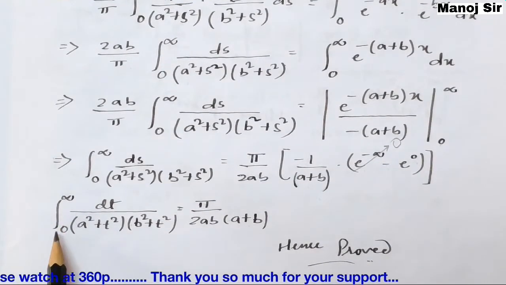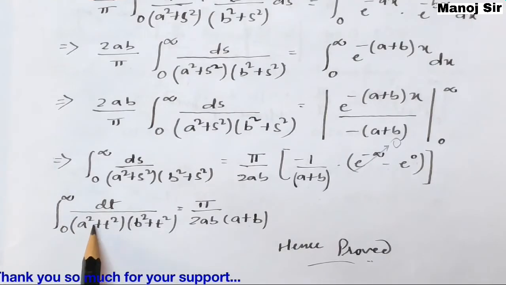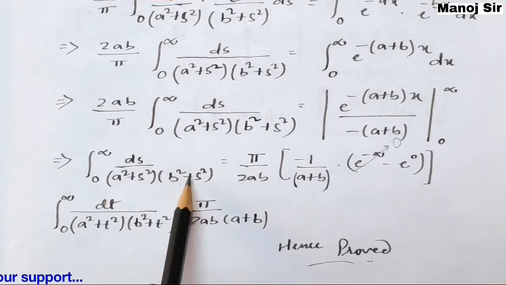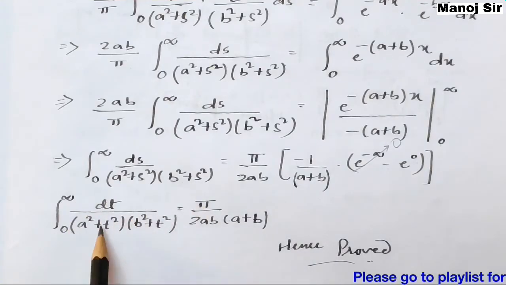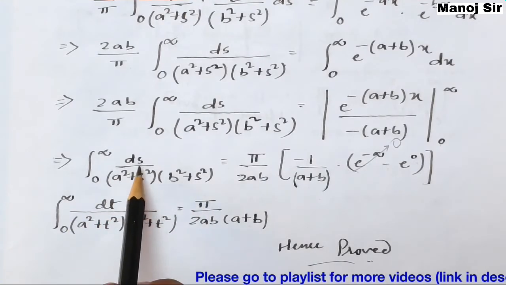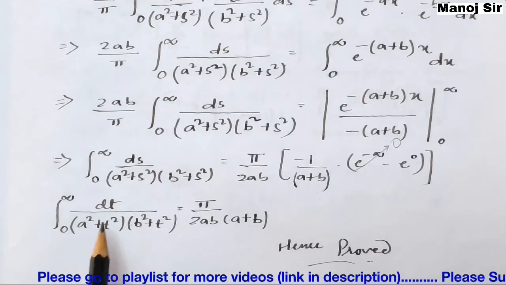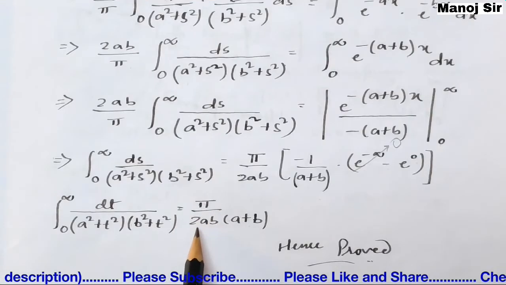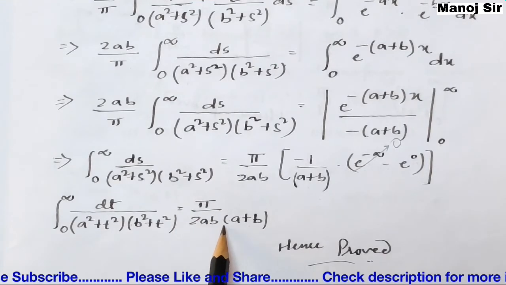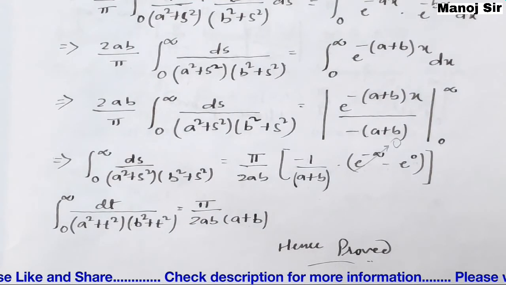So here we have integration 0 to infinity dt upon a square plus t square. Here the function is s, but I'm simply changing the variable from s to t. Integration 0 to infinity dt upon (a square plus t square) into (b square plus t square) equals pi upon 2ab into (a plus b), and this is what we have proved.